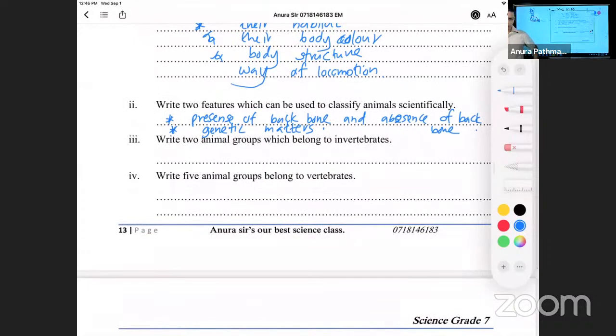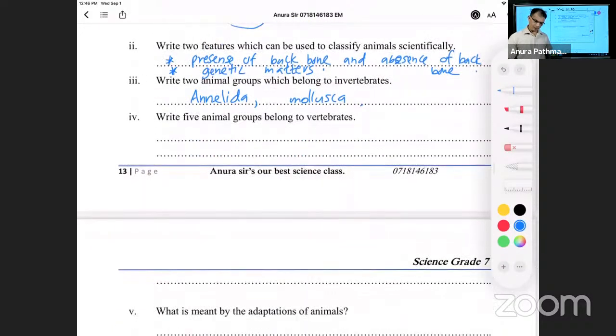Write two animal groups which belong to invertebrates. Annelida, Arthropoda. Write five animal groups belonging to vertebrates. Birds, aves, mammals, amphibians, fish, reptiles. Okay. And the next one.